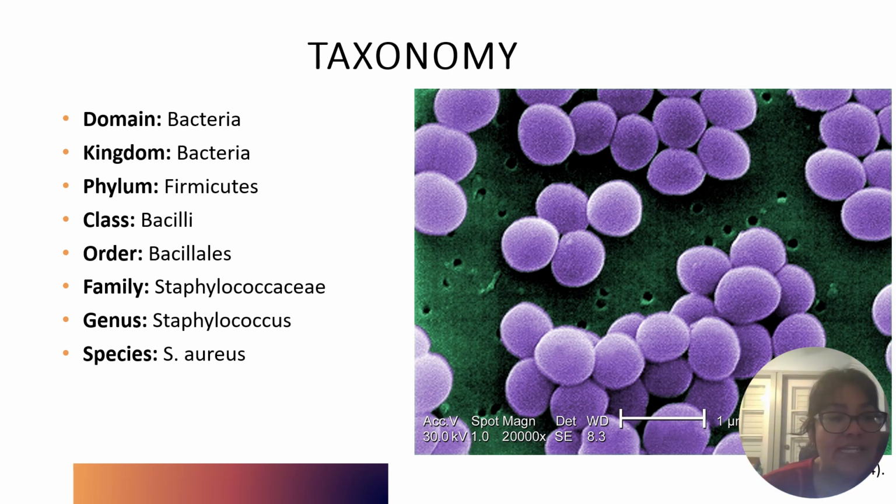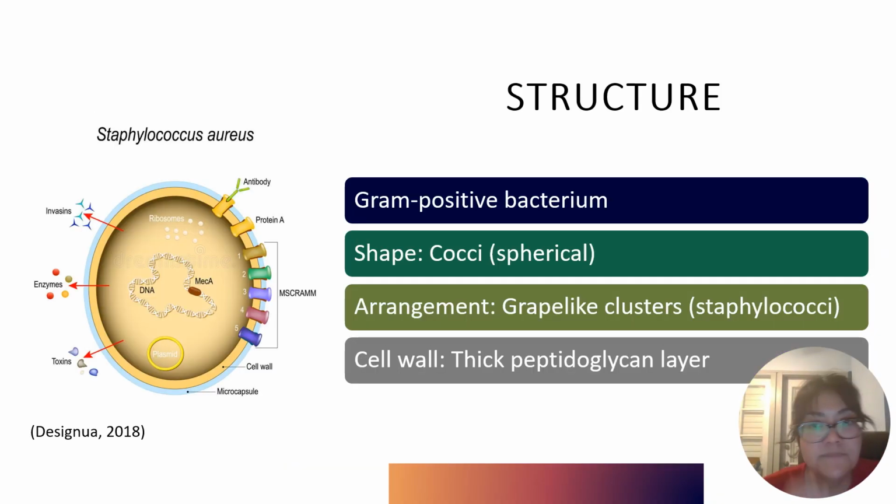Then its genus is Staphylococcus. The genus is known for its pathogenic potential and ability to cause infection. Its species is S. aureus, which is the species we're going to focus on during this presentation. The reason we focus on it is that it is the most clinically significant species, associated with a wide range of infections in humans.